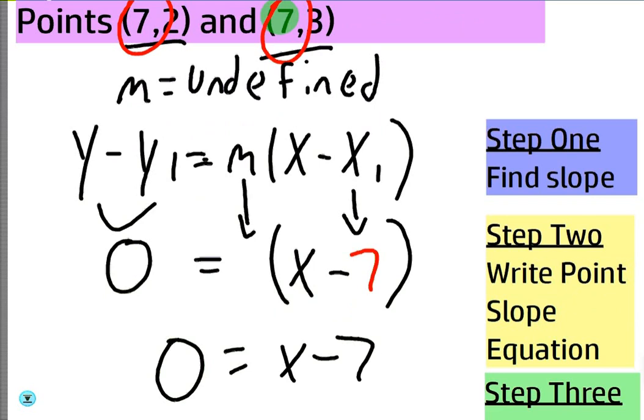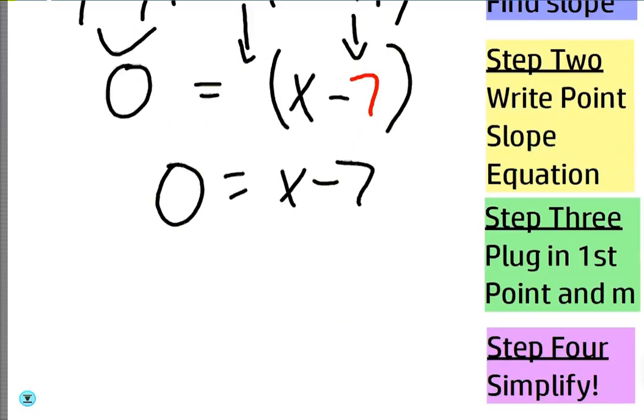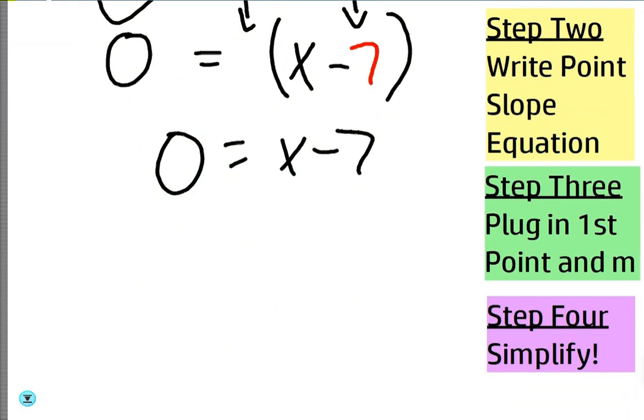So those are the shortcuts for when x's are the same or y's are the same. Other than that, all the steps are straightforward. I don't know if any of the points on the worksheet have the same x or y values. If so, you can use the shortcut. Yes? Why did you have a list of 3? That's a good point. I'm glad you brought that up. Always plug in the first point and your m value.